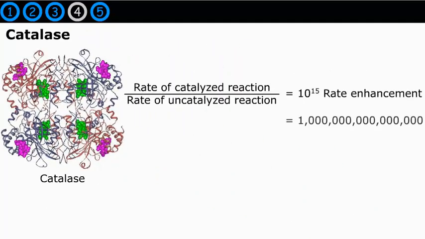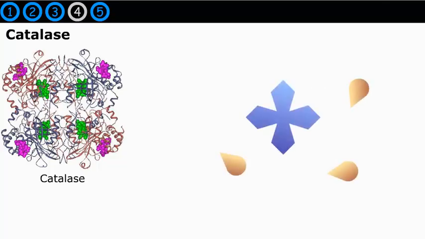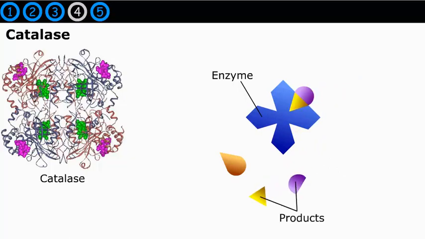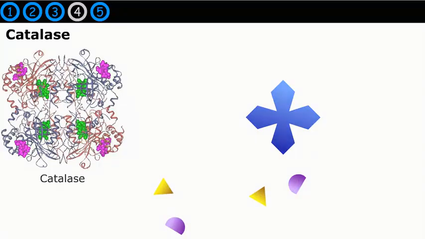Catalase speeds up the decomposition of hydrogen peroxide by 15 orders of magnitude. Catalase can degrade 10 million molecules of hydrogen peroxide in 1 second. The reaction rate depends on how often an enzyme and substrate collide. The catalase reaction is limited by how fast the reacting molecules can diffuse and collide with the enzyme.